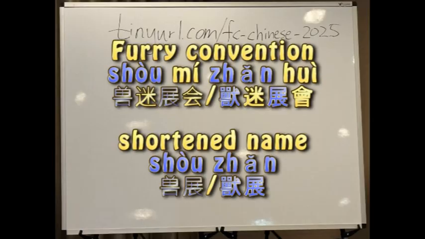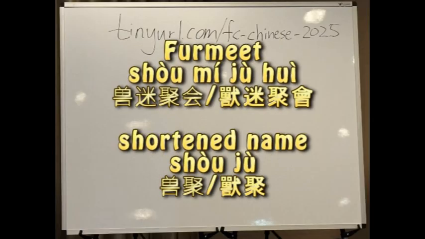And similarly, if it's a fur meet, this would be 寿具. There's a hidden dot there. Yes, this is the one that rhymes with the one with the dot. So that's also a shortening of 寿迷聚会, where the second one means meeting or meetups.